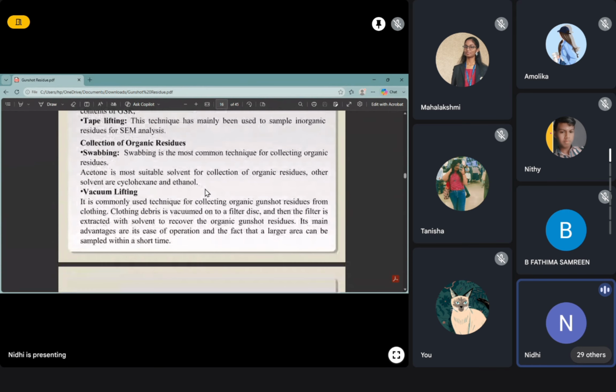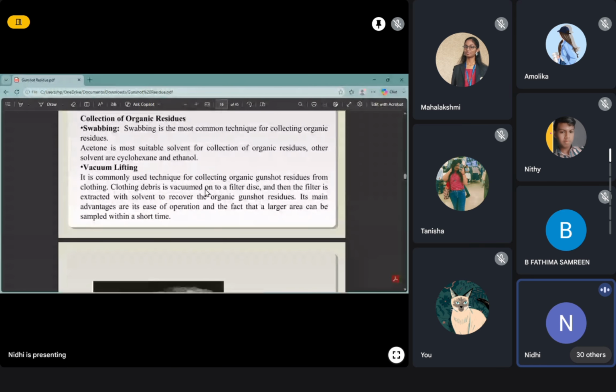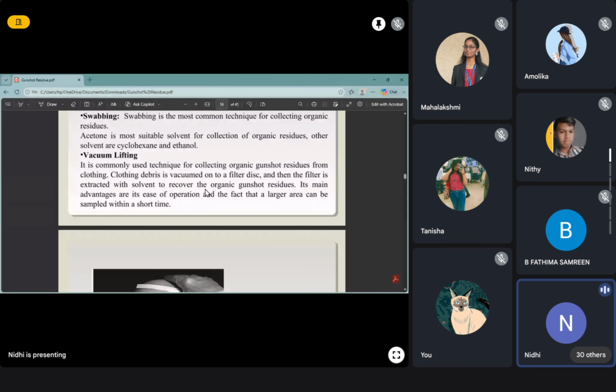Then comes collection of organic residue, which is by swabbing. Swabbing is the most common technique for collection of organic residue. And acetone is the most suitable solvent for collection of organic residues. Other solvents are cyclohexane and ethanol.